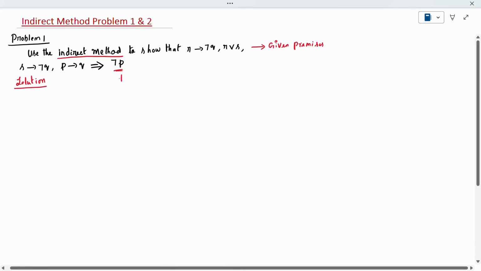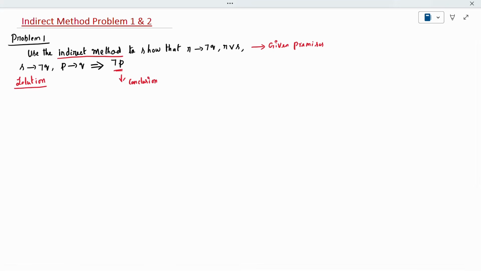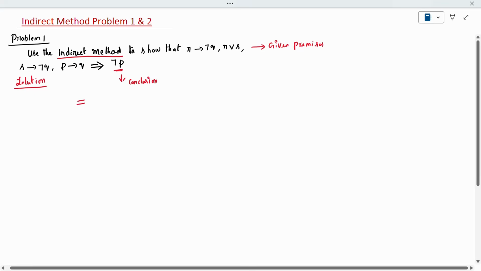Implies means this is our conclusion. So in the indirect method, whatever the conclusion is, we have to take the opposite sentence. It is called a false sentence. A false sentence means the negation of the corresponding conclusion. Whatever we are going to prove as the conclusion, we have to take its negation. So the indirect method is nothing but taking the negation.